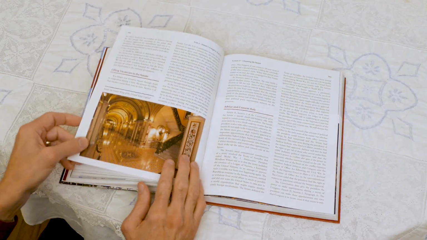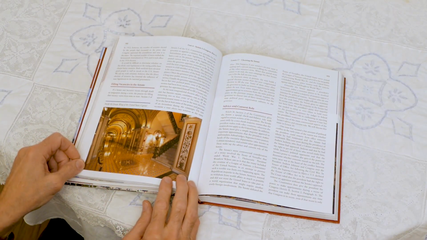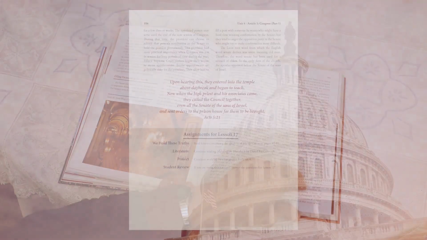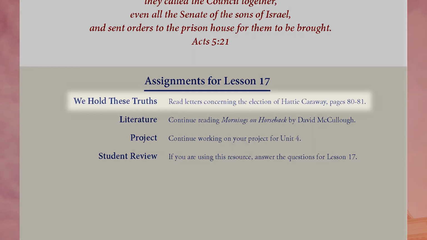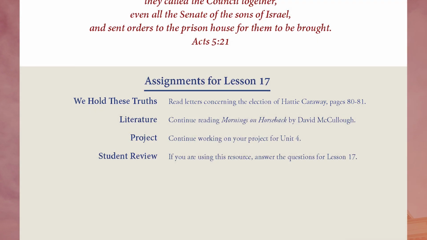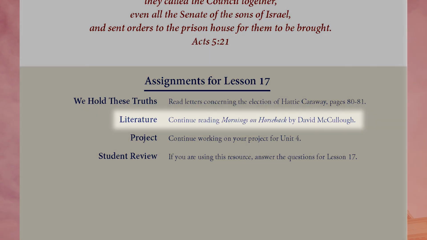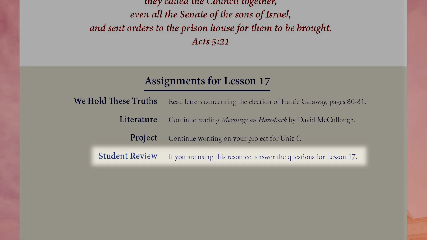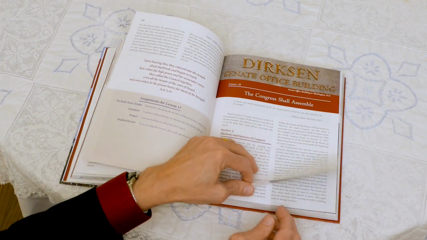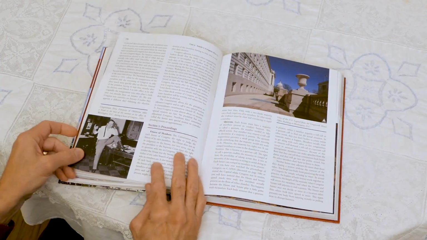Lesson 17 continues our focus on Congress by examining the U.S. Senate. Today in We Hold These Truths, students read letters to and from the first woman elected to the U.S. Senate in the 1930s. The student continues to read Mornings on Horseback, to work on the unit project, and answers questions on today's lesson.